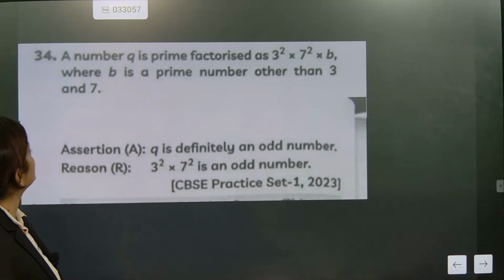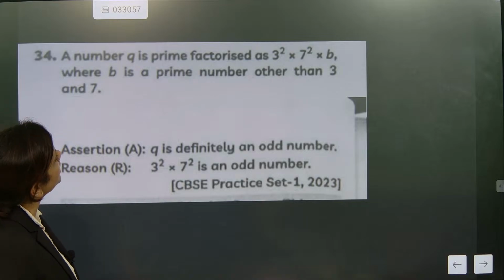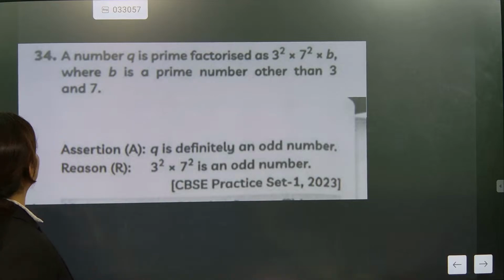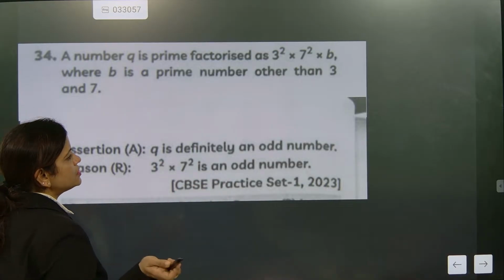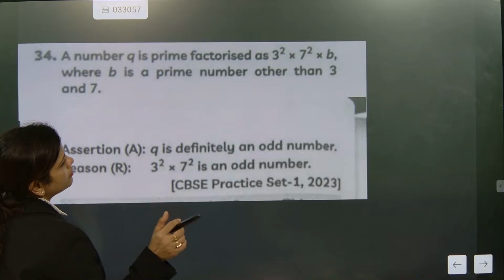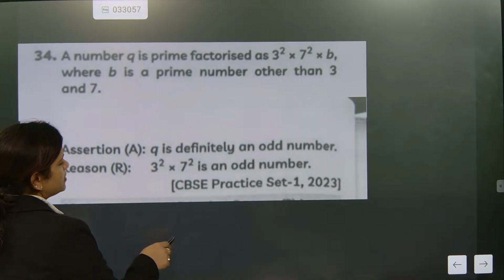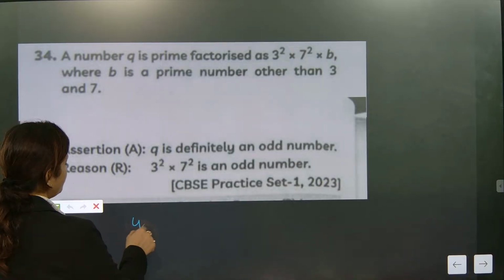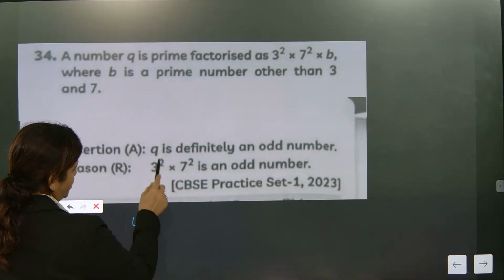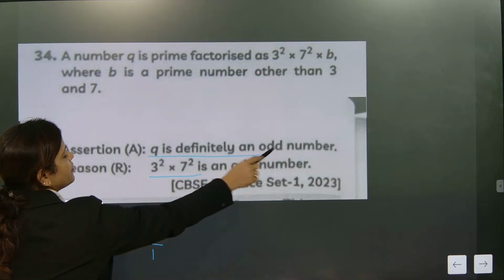A number Q is prime factorized as this, where b is a prime number other than 3 and 7. Now they are saying that Q is definitely an odd number. Is it necessary that Q is an odd number? 3 square is 9, 49 into 7. Check 49 into 9, 9 nines are 81. So this is an odd number; it is a true statement. Q is definitely an odd number.